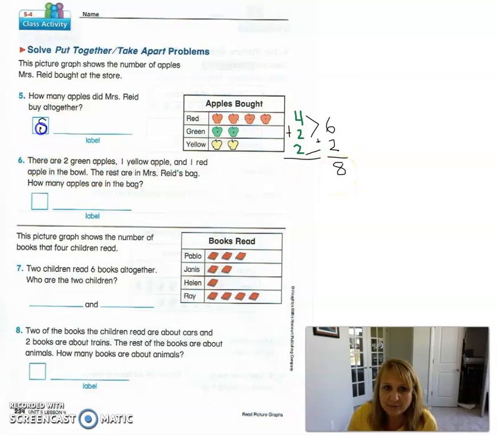Did you get that same number? Did you get 8 apples altogether? I'll bet you did because this is pretty easy for you guys. You are so good at math.